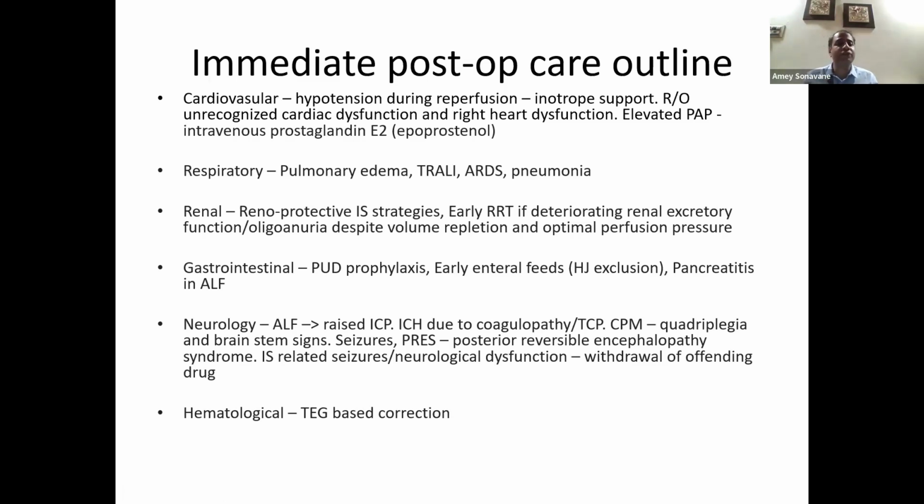Giving a lot of blood products can cause TRALI. ARDS is very common, especially in acute liver failure patients. Sometimes, if the patients are intubated for a long period of time, they may develop infections like pneumonia, and we must pick this up very early.